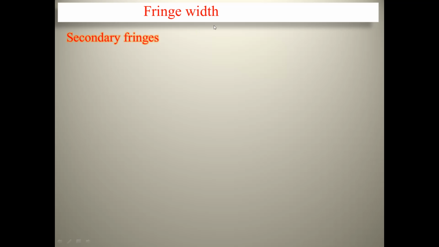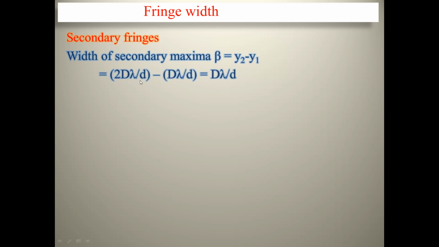Now let us find the fringe width of the secondary fringes. Width of the secondary maximum will be the distance between two consecutive minima. β is equal to y2 minus y1, where y2 is the position of the second minimum, and y1 is the position of the first minimum. So β is equal to 2Dλ/d minus Dλ/d, that is equal to Dλ/d.